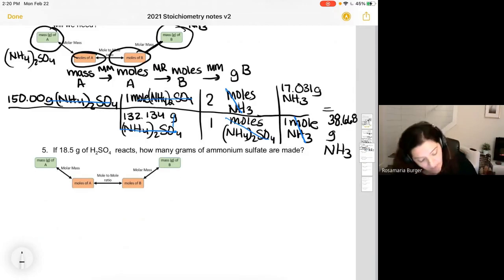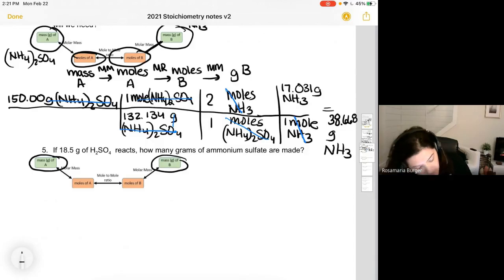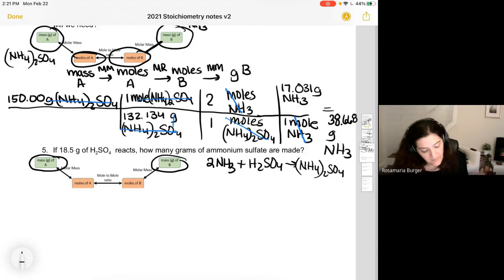So we're starting with mass again. We're starting with 18.5 grams of sulfuric acid, and we want to get to grams of ammonium sulfate. I'm going to write my equation down here: 2NH3 plus H2SO4 gets me (NH4)2SO4.